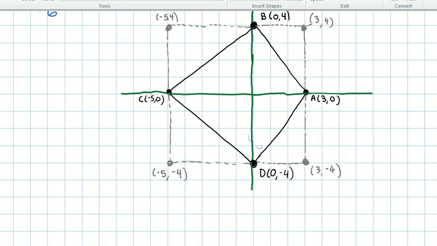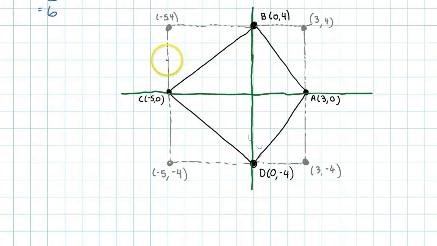Instead of doing a whole bunch of work, let's do this right on the graph, shall we? So let's see. This is a length of 4 units. This is a length of 5 units. This is a length of 3 units. This is a length of 4 units. 4 units. 3 units. 5 units.